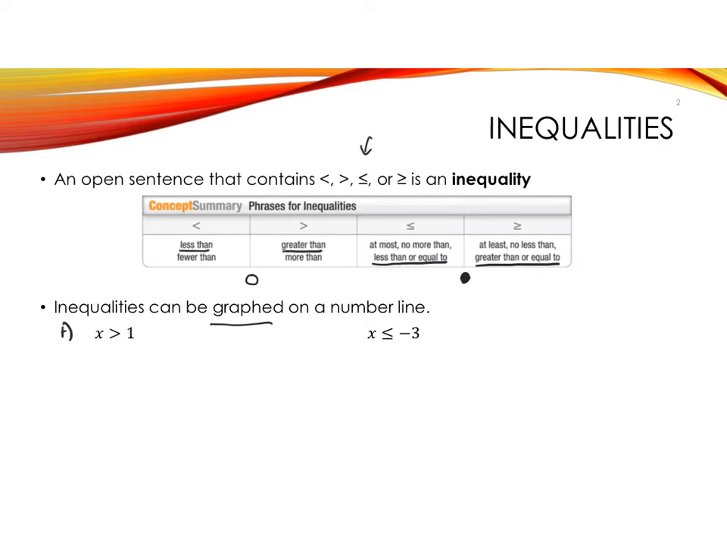What this open dot means is that you're not including that point or that number. If you have a closed dot, that means you are including the number. So when we go to example number 1, we would graph it like this.